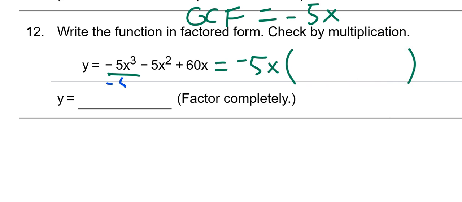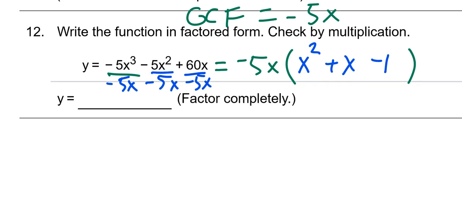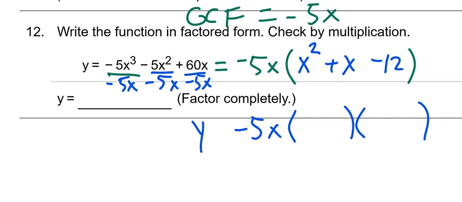If you divide everything by negative 5x, what will I be left with? Come on, take out that negative 5x. What's x squared? Good first term. Close. Plus x, thank you. And a minus 12. Okay, so the next question I have for you is, can it be factored further? Go! Got this question and one more to do today.